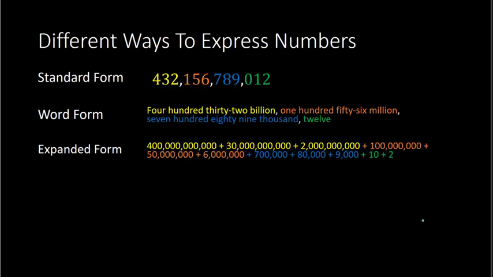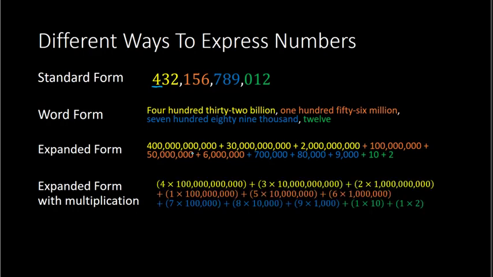And a fourth way in which we can express numbers is in what is called expanded form with multiplication. So it's very similar to what we just did, but instead of writing it as like 400 billion or 30 million, what I do is I take the number, so like 4 for the first one, and we said that was in the 100 billions place. So we take 4 and multiply by 100 billion. And that is what we see right here in this first part. So 4 times 100 billion.